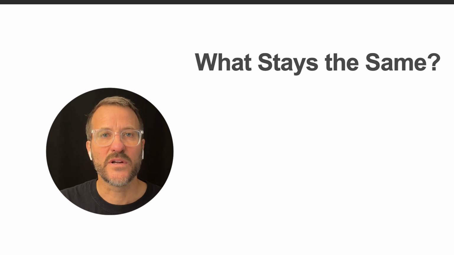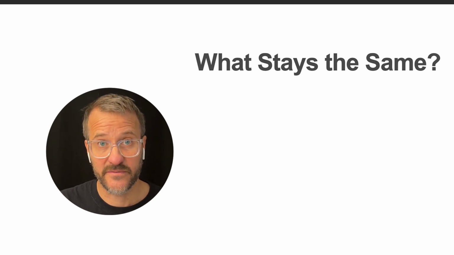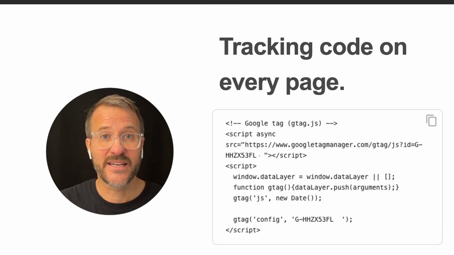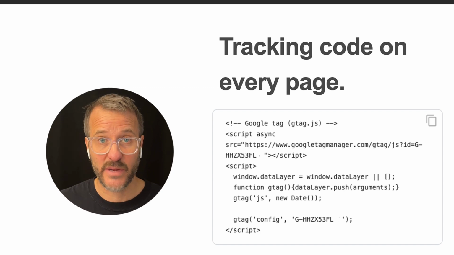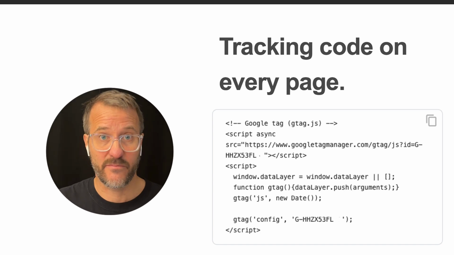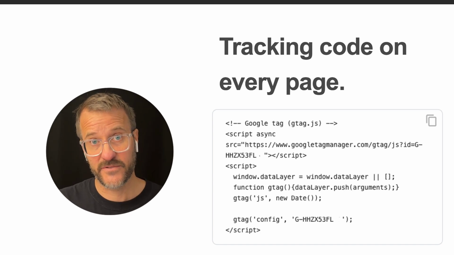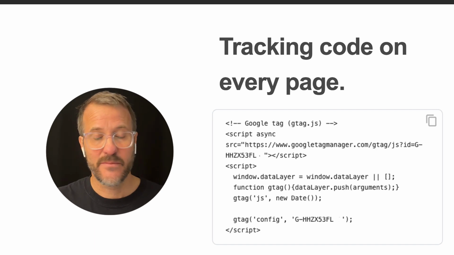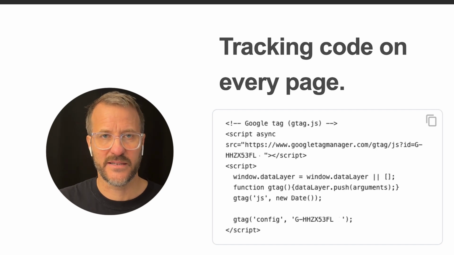Now we've looked at what's new in Google Analytics 4, and now let's look at what stays the same in Google Analytics. First thing is that Google Analytics still requires you to put a tracking code on every single page, be it your website or your mobile app. You cannot track things that you cannot put a tracking code on. So you can't track your Facebook page, for instance, because you can't put the Google Analytics tracking code on every single page.